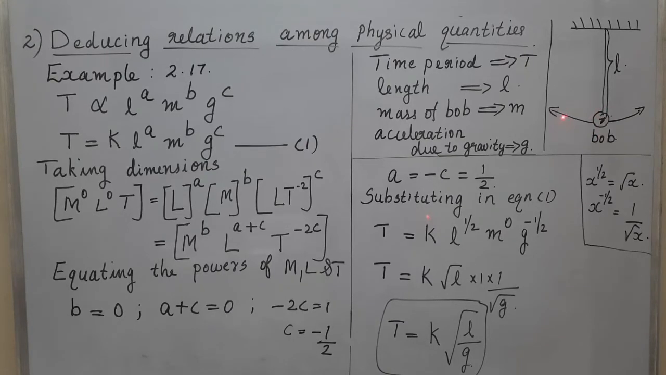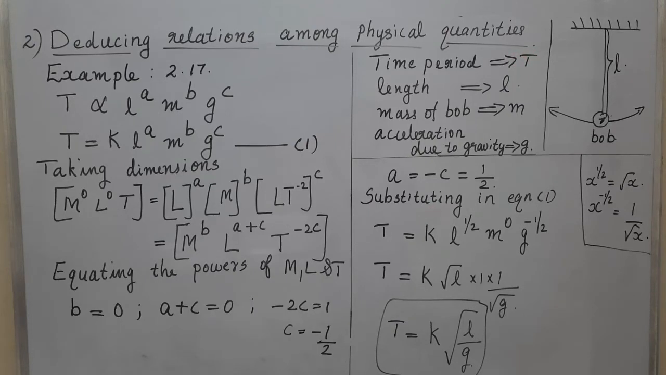If it starts from one extreme position, goes to the other and comes back to this position, that is what we mean by one oscillation. The time taken to complete one oscillation is called the time period, represented by capital letter T.